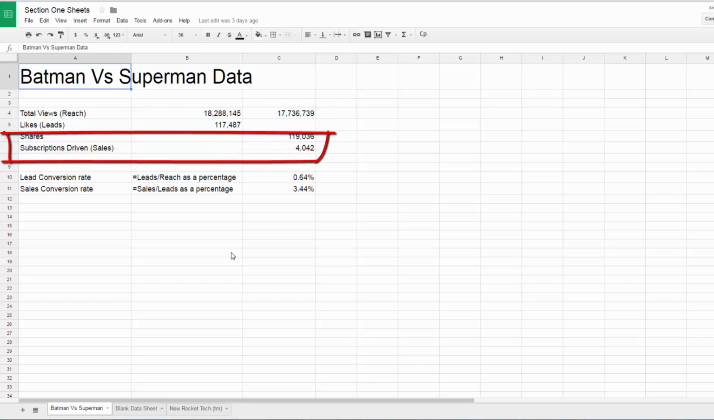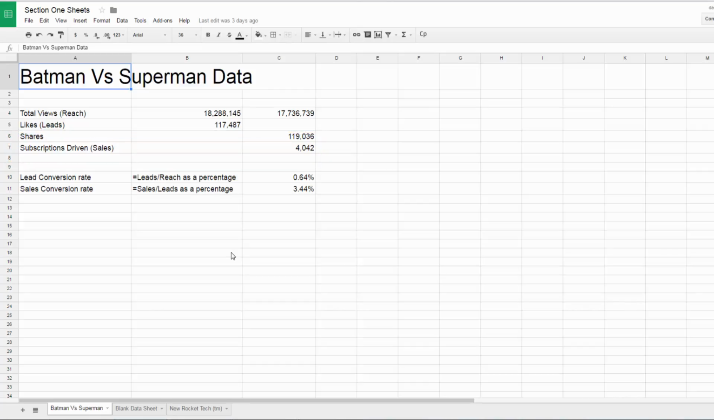And subscriptions driven, this is specifically for the actual trailer YouTube channel. This is essentially their sales. So they obviously want more subscriptions because that means repeat users, which will come back and back to have a look at their videos. Excellent.